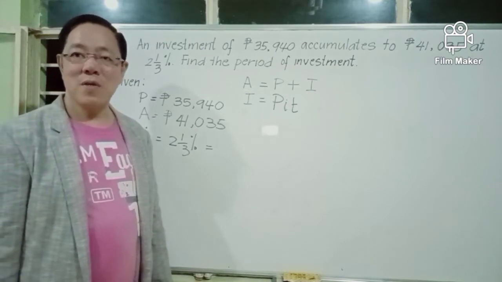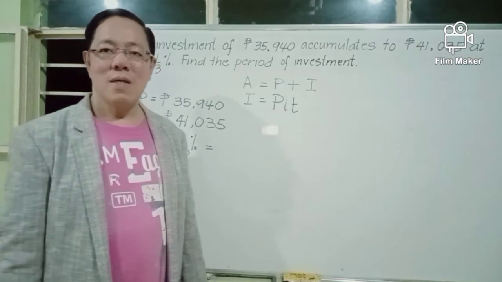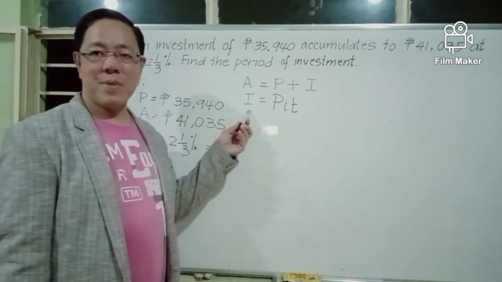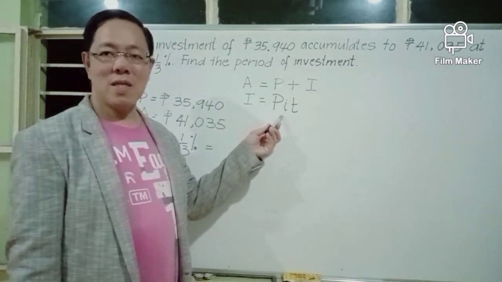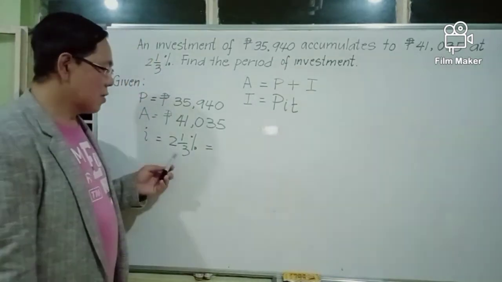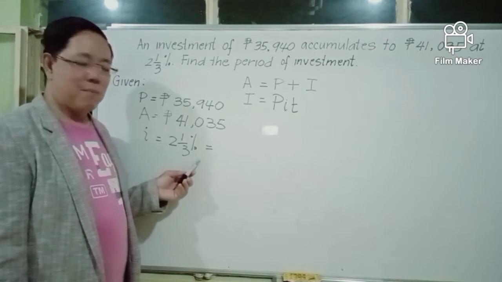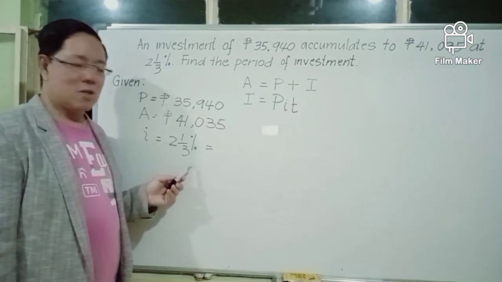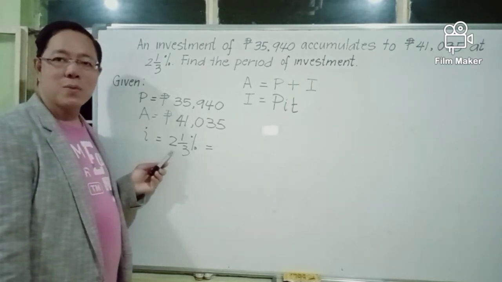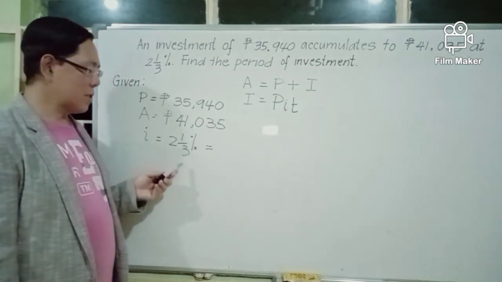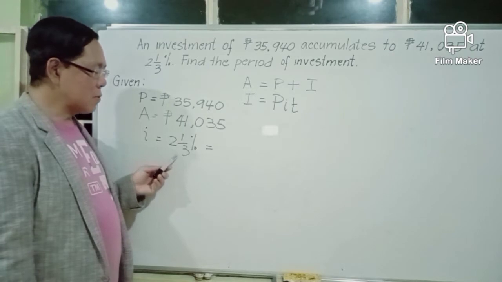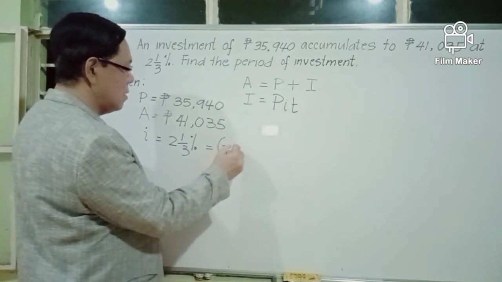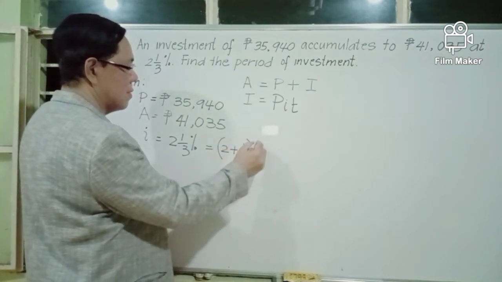And we also said in the first two lessons in business mathematics that in using the formula for computing the amount of interest capital I, the interest rate i should be in decimal number. Thus, we convert 2 1/3% to decimal number. 2 1/3% is an example of a mixed fraction. It contains a whole number 2 and a proper fraction 1/3. And we can write this 2 1/3 as 2 plus 1/3 percent.